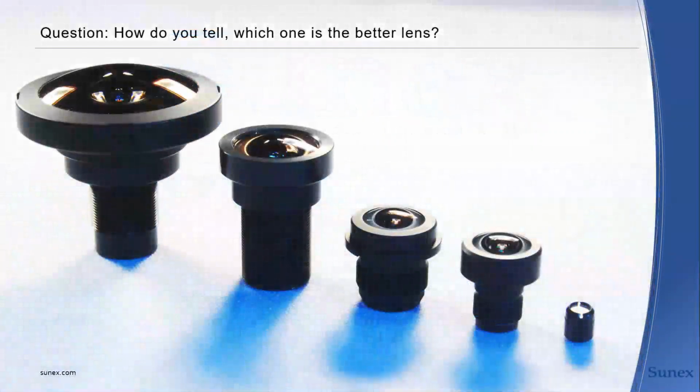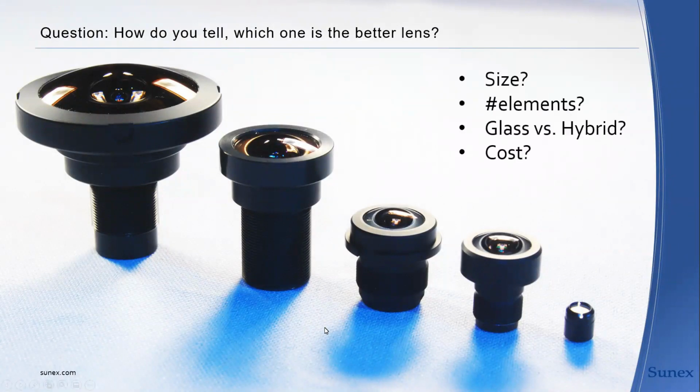So first, how do you really tell which one is the better lens, right? We have a picture here with a couple of Sunex lenses as an example. What do you go by? Is it the size of the lens? Is it the number of elements that are inside the optical stack? Is it maybe material choice, right?